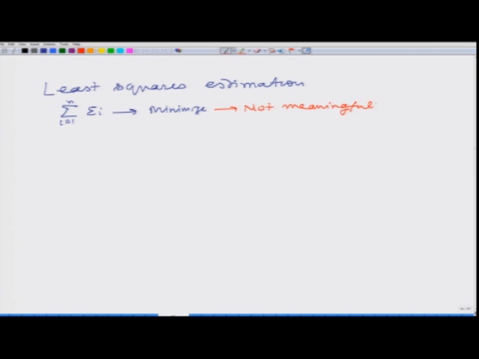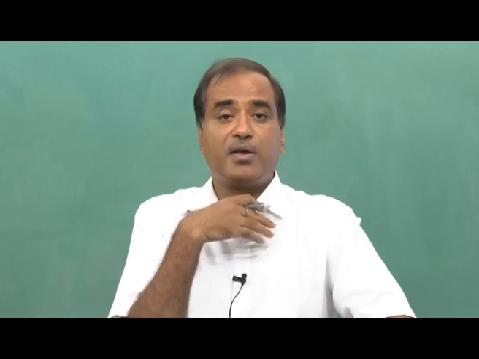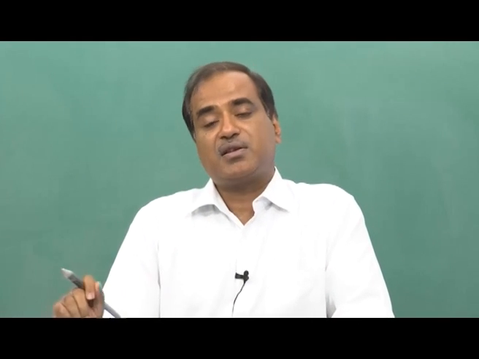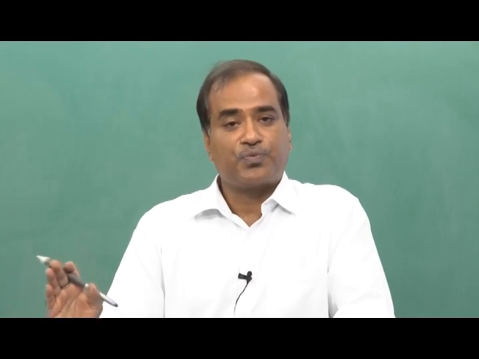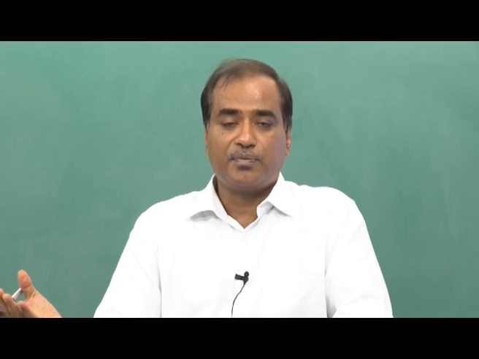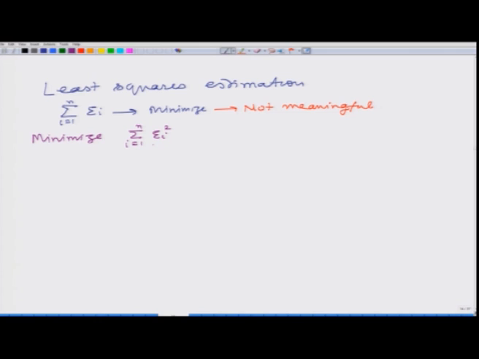So, now how to do? Let us try to consider and minimize the summation over i from 1 to n of epsilon i square. Now, does this make any sense? Answer is yes. Why? Because we had faced the problem earlier that some of my random errors were negative. Once I square them, the negative become positive and now I can easily minimize it.